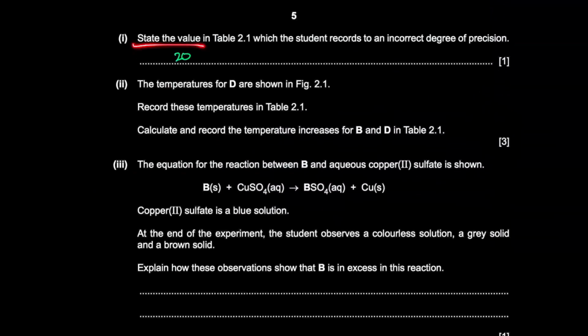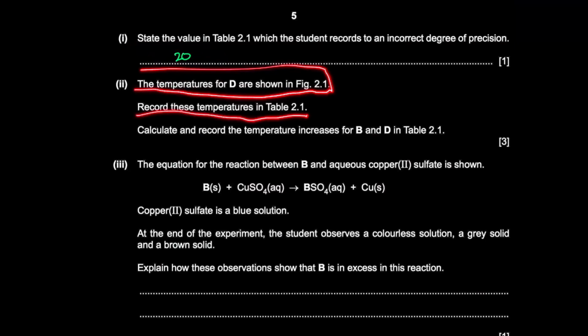Just have to state the value. So the value incorrectly written is 20. The temperatures for D are shown in figure 2.1. Record these temperatures in table 2.1.